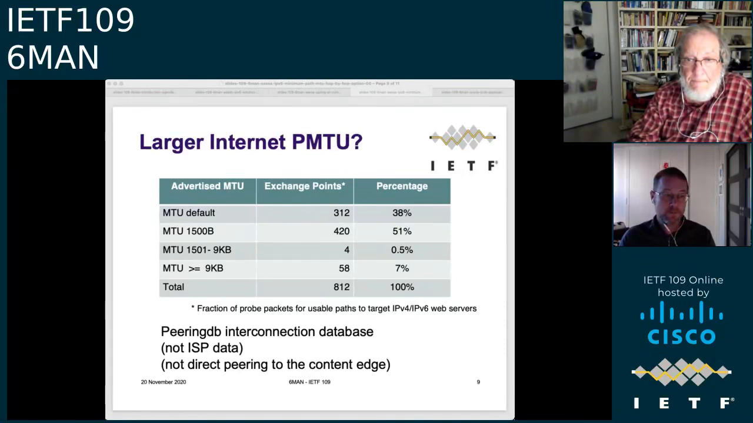What's our takeaway for the hop by hop option? Well, there's promise. Some paths do provide a big MTU. And if you've got an ISP that will support it, then you could use it. So it might be useful in the internet. Next slide.